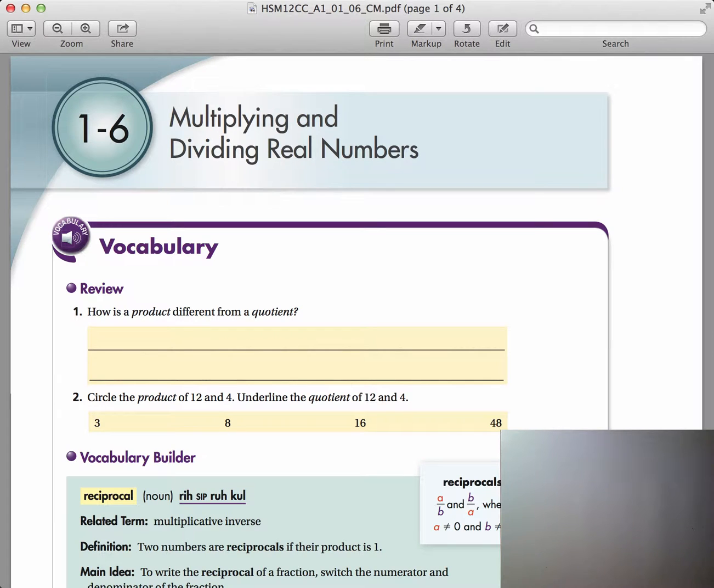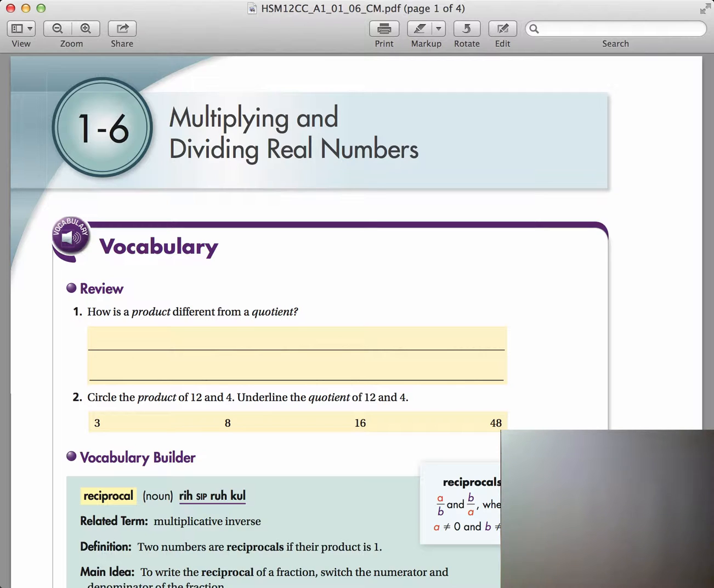Chapter 1, Section 6. Your learning target for this lesson is multiplying and dividing real numbers. We've talked about products and quotients before. Let's just review that real quick. It says here at number 1, how is a product different from a quotient?